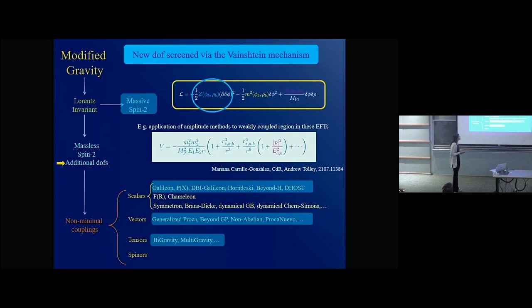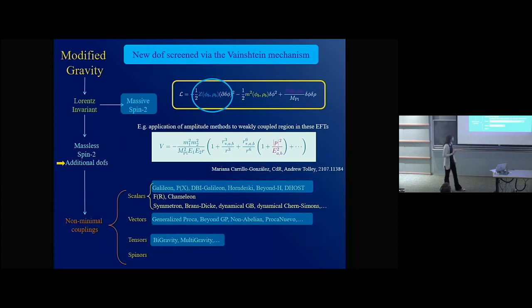And this goes under the name of the Vainshtein mechanism and is really ubiquitous to a lot of models of modified gravity. And I think we'll hear a little bit more about this tomorrow, possibly. It's what happens, for instance, in Horndeski type of models, in massive gravity, multigravity, in many types of models. There has been some preliminary work trying to use the amplitude methods that most of you are using to make contact between these models that exhibit a Vainshtein mechanism and any type of observables.